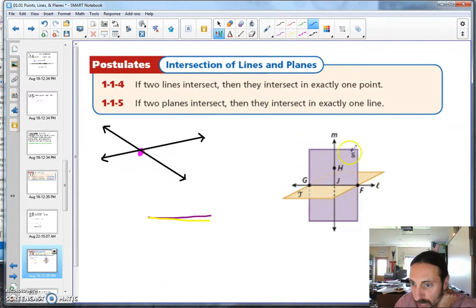So here is plane S, and this yellow one is plane T. And if these planes intersect, then they intersect in exactly one line. And again, a line goes on forever, right? One dimension. It goes on forever. So that is a line of intersection.